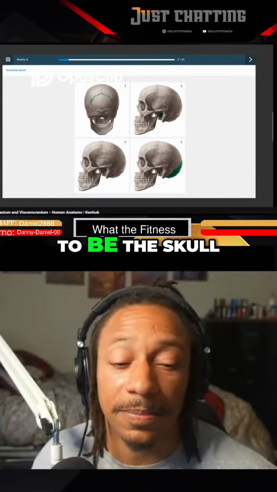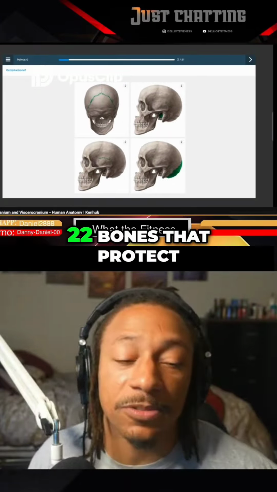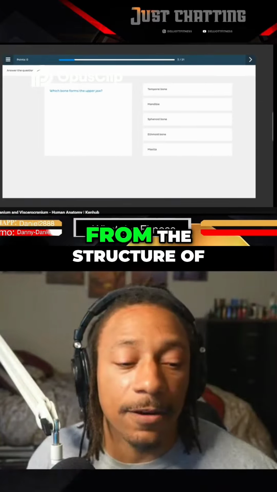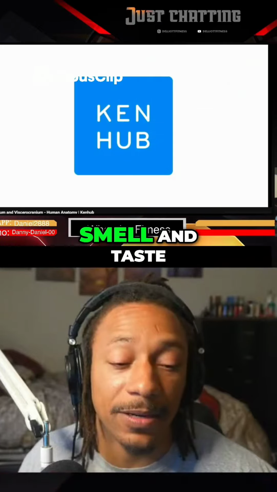Bone of the day is going to be the skull, the anatomy of the skull. It is a complex structure made up of 22 bones that protect the brain. So it protects your brain, from the structure of the face, that supports sensory functions like vision, hearing, smell, and taste.